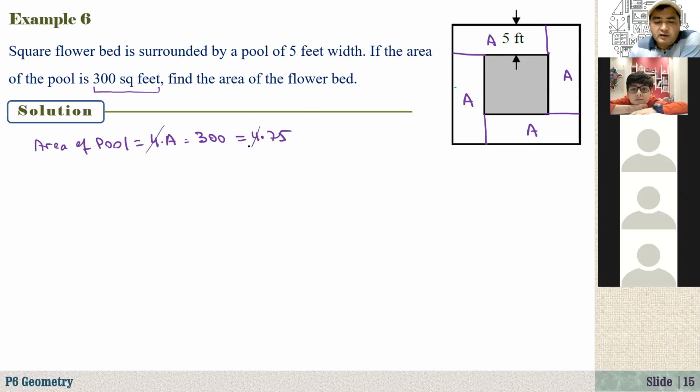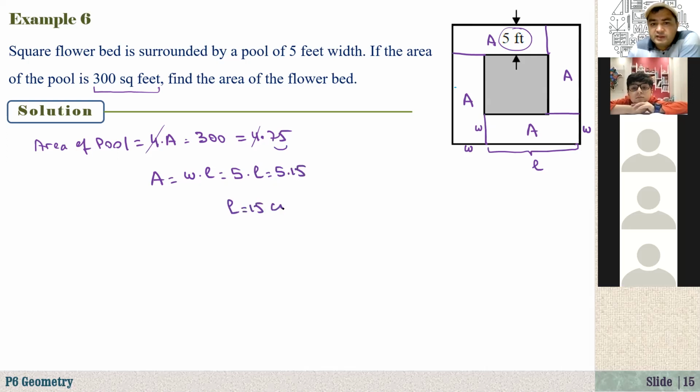So this 4 is gone, but capital A again. What is capital A? This one is width, and this one is length, so that's width times length. The width is given, it is 5 feet. So 5 times length is equal to 75. 75 is 5 times 15. Now from here, L equals 15 centimeters.